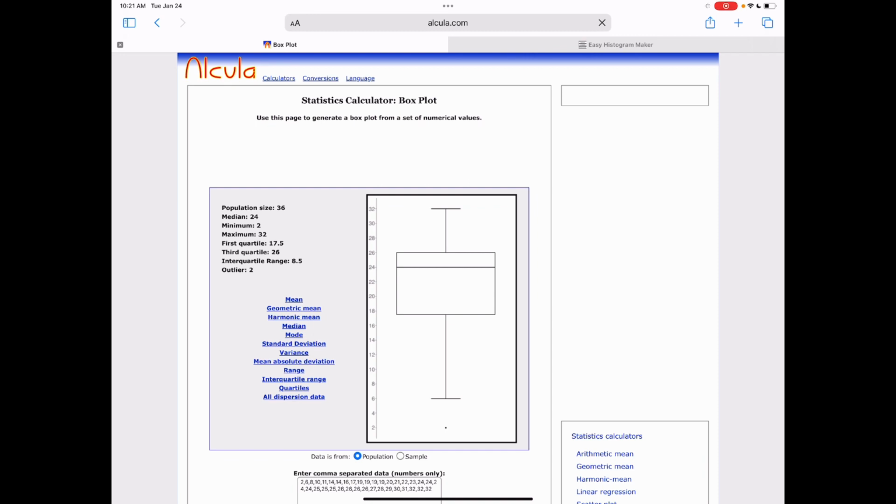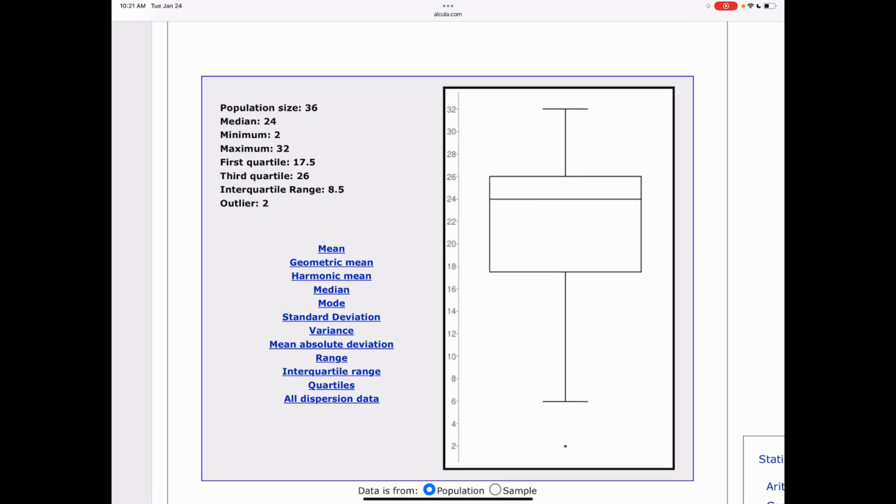And if we look over to the left side, it actually tells us our 5-number summary. It doesn't tell us in the particular order that we would like to write this 5-number summary, but it does tell us that the smallest number, the minimum, is 2. The first quartile is 17.5. The median is 24. The third quartile is 26. And the maximum is 32. So when we write our 5-number summary, that's the order in which we would like to write it.